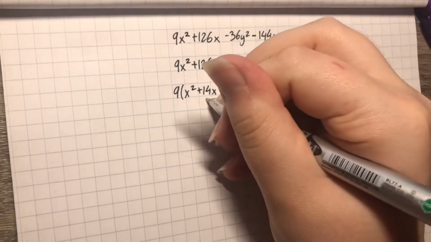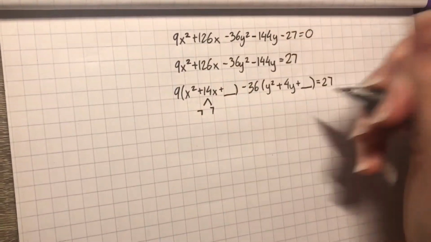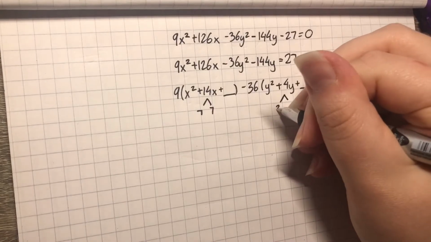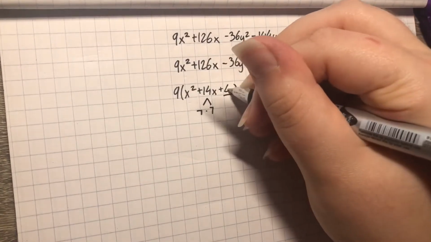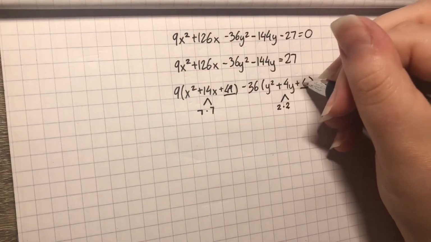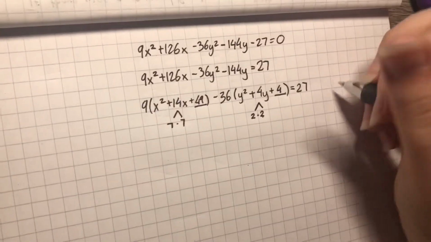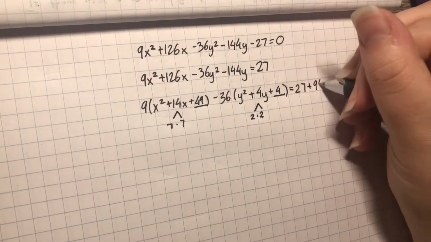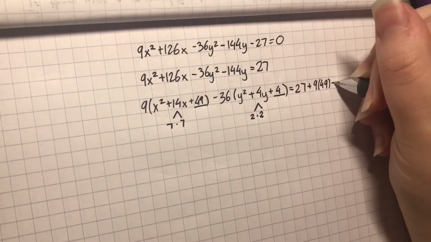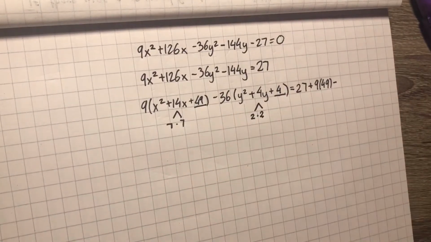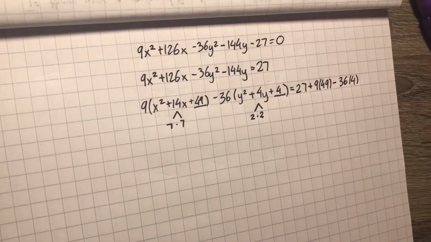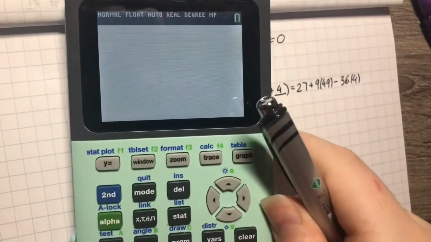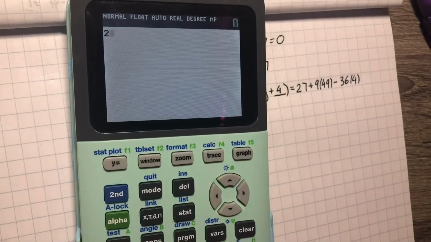So the next step is to split the terms in half, which is 7 and 7 for 14 and 2 and 2 for 4. And then you multiply them, and 7 times 7 is 49 and 2 times 2 is 4. And whatever you add to one side, you have to add to the other. So don't forget the 9 times 49 from the factor. And we want to minus the 36 times 4 because of the negative in front of the 36. So I'm just adding them in my calculator to get the answer.